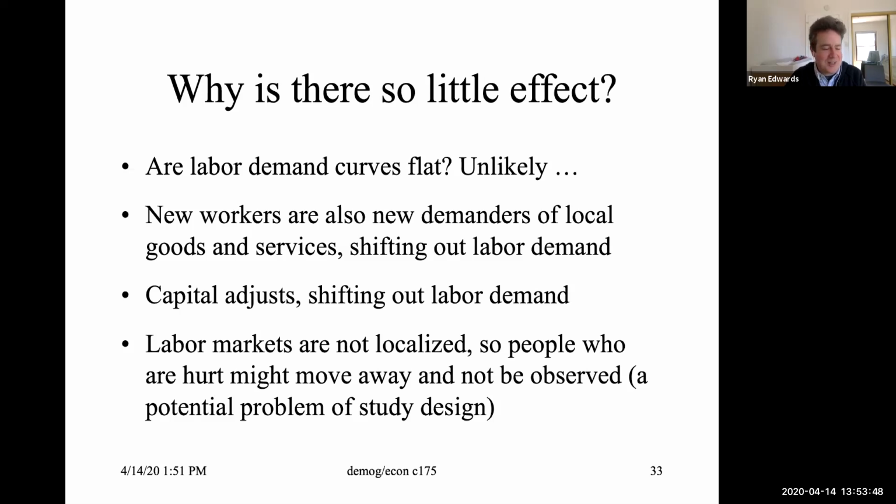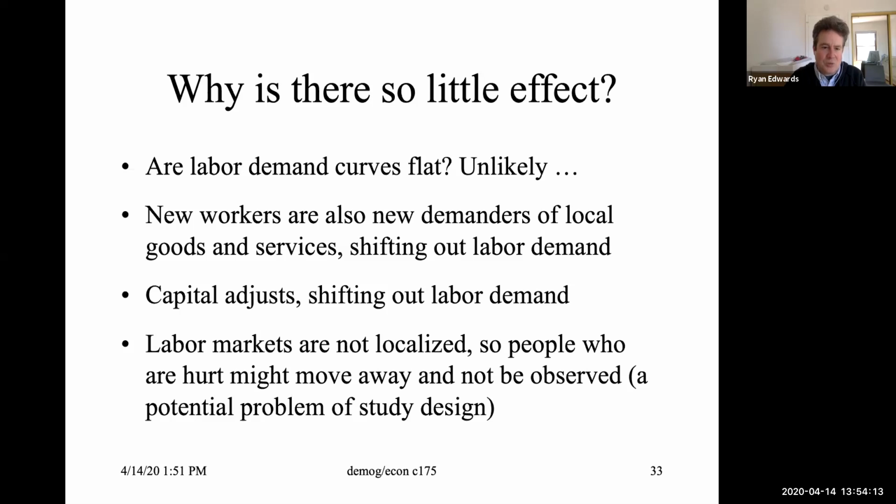Capital adjusts, shifting out labor demand, is another big one. And that's the big story in the Solow model that we'll look at shortly. Another point is that labor markets are not necessarily highly localized. People can commute. So those who might be hurt might move away, or they might commute longer distances. They might also not be observed.